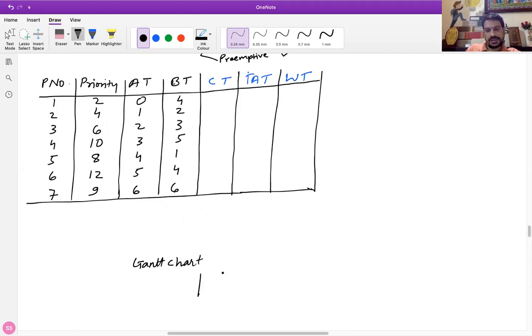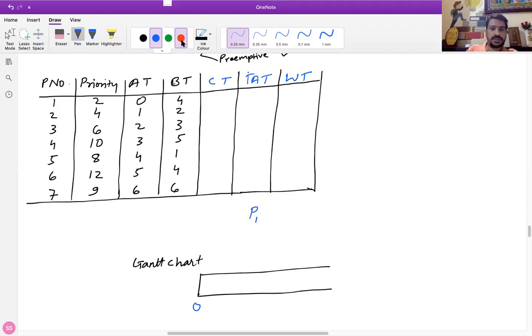So for creating the Gantt chart, let's make the chart, and we have processes. What are the processes that are available? Let's go at time t0. At time t0, what are the processes that are available? We have only process P1 which is available at time t0 because arrival time is 0 here. Because only one process is available at time t0, we don't have to compare to anything.